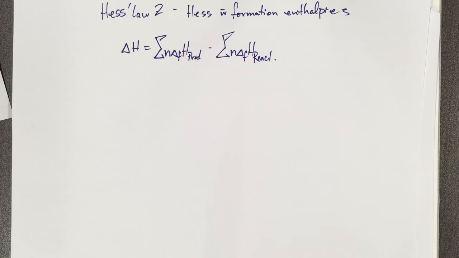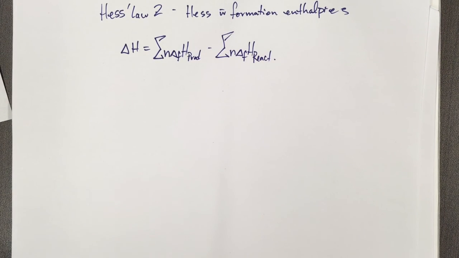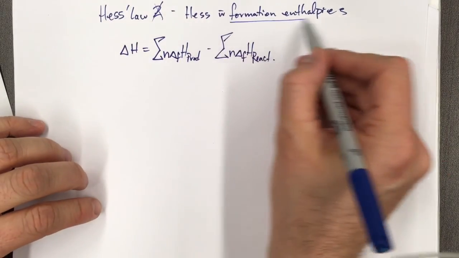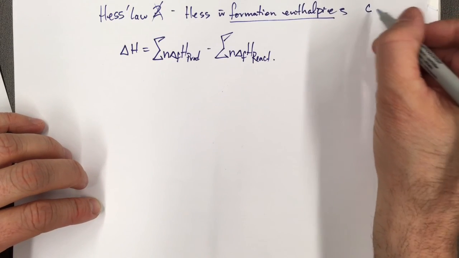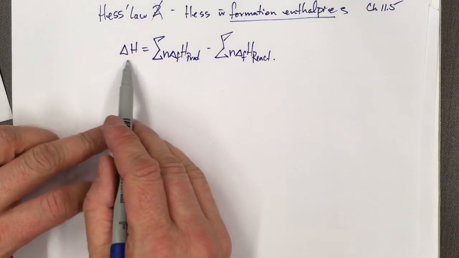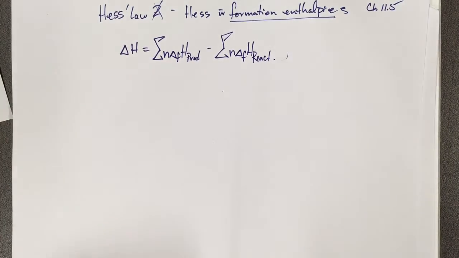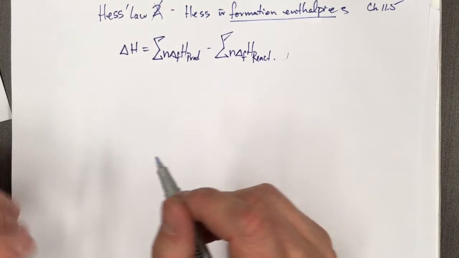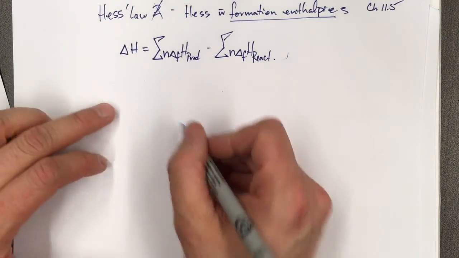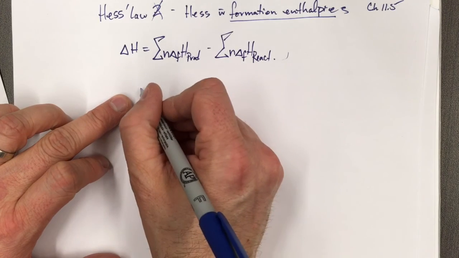All right, in this video, we're going to try to describe what happens with Hess's Law 2, which really isn't actually Hess's Law 2, it's just Hess's Law, but now we use it with formation enthalpies. This is in chapter 11.5, and the formula that we're going to use is here, which looks a bit daunting, but once we've used it a few times and understand what's going on, it hopefully will make sense. So these are using formation enthalpies.